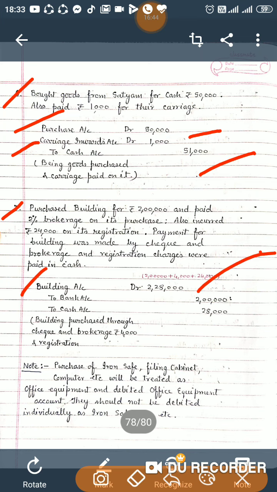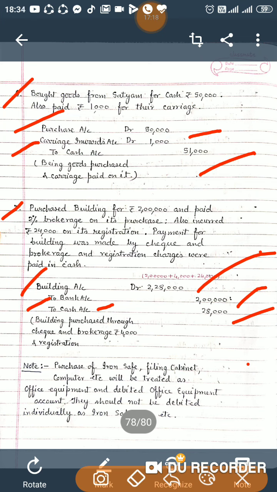At the same time, payment for building was made by check and brokerage and registration charges were paid in cash. So bank balance is decreased by 2 lakh, so it should be credited, and the cash balance is decreased by 28,000, so decrease in asset should be credited. So cash account will be credited with 28,000, and we will write it: building purchased through check and brokerage rupees 4,000 and registration charges 24,000 paid through cash.